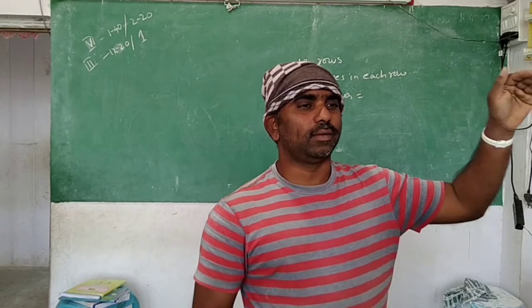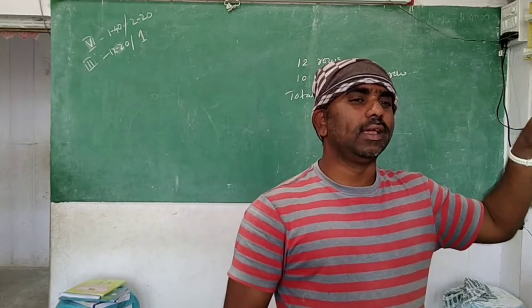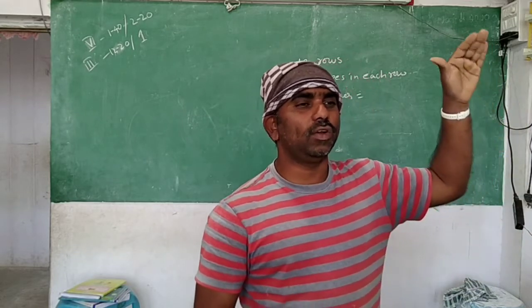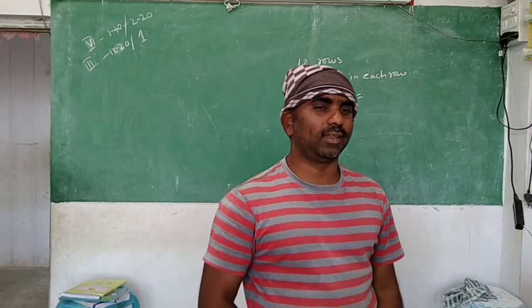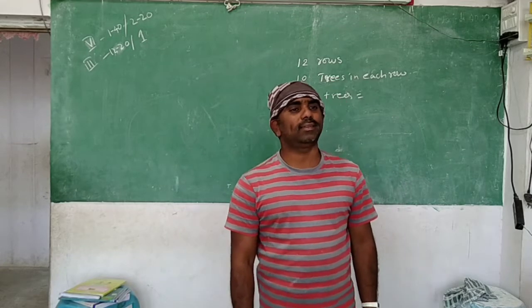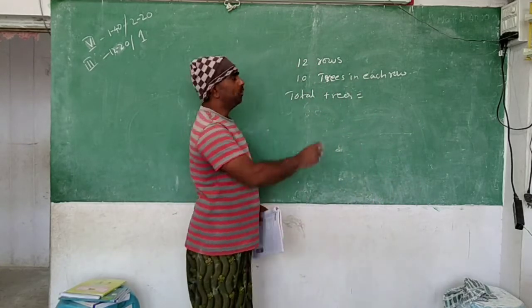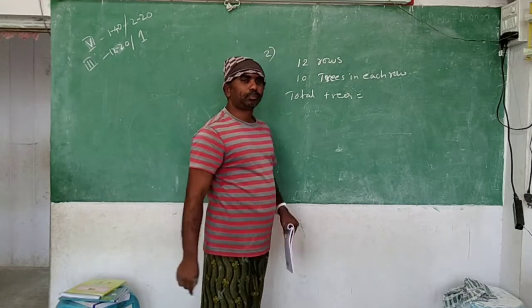In first row 10, in second row 10, in third row 10, in fourth row 10. Like that, how many rows are there? 12 rows are there. In every row 10 plants are there. Totally how many plants are there is the question. So what should we do?